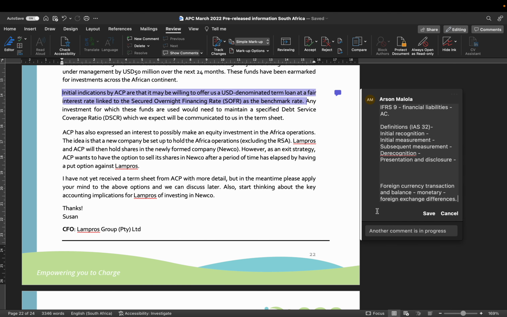Same thing with IAS 21, right? This is a foreign currency transaction because it meets the definition of one. It's a monetary item because it meets the definition of one. We're going to have FX differences. They go to P&L. You can even have some journal entries as well to illustrate how it will all work in your research, right? So try and apply the technical concepts as much as possible.